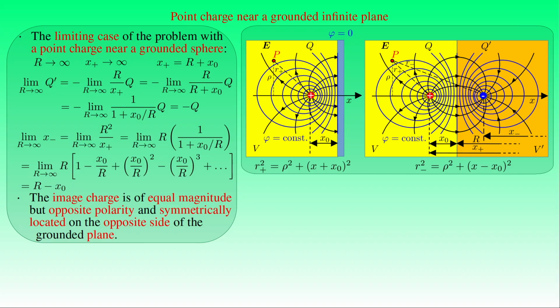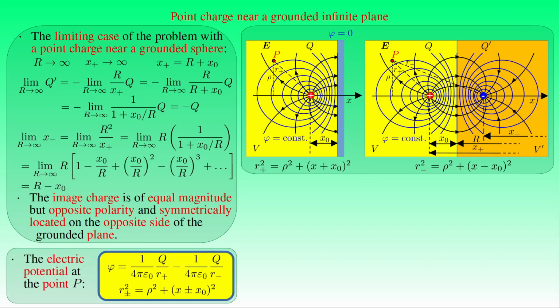As in the previous problems where the method of images is applied by introducing an image charge, the electric potential φ at the point P given by the superposition of the Coulomb potentials of the point charges q and q' is equal to 1 over 4π ε0 times q over r sub plus, minus 1 over 4π ε0 times q over r sub minus. Here we substituted minus q for the amount of charge q', and the distance r sub plus or minus is equal to the square root of ρ squared plus the square of x plus or minus x0.